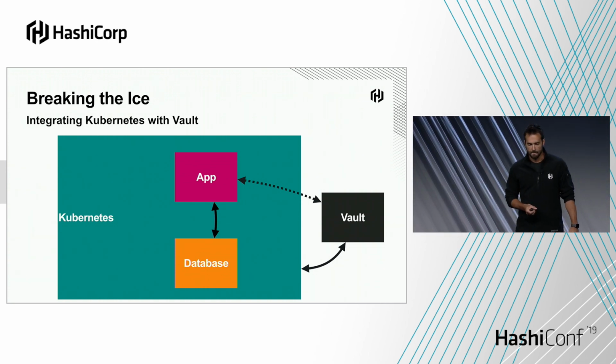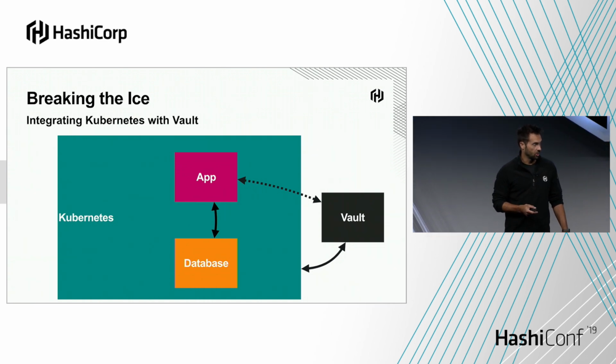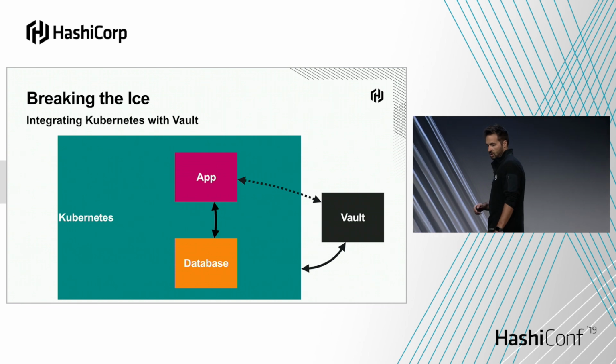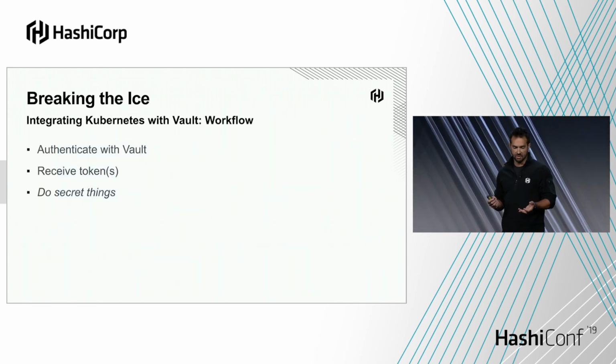Sorry, I'm trying to figure out where I am. OK, so this is obviously very, very complex, but we show that Kubernetes and Vault here need to talk. So let's look at the workflow again, really quick, right? We're going to use the service account token to authenticate with Vault. We're going to receive a token that we can then turn around and ask Vault again to actually do the secret things that we want to do.